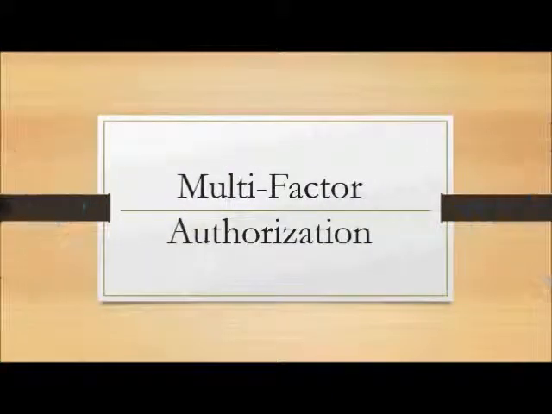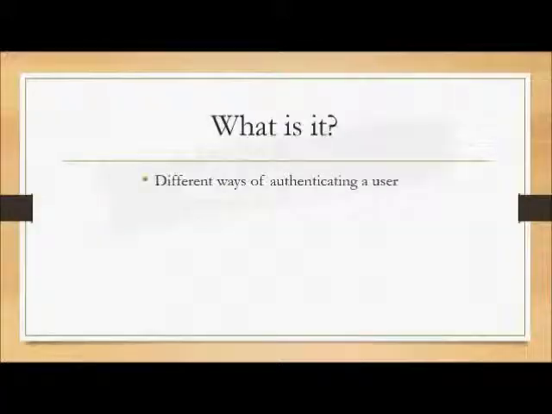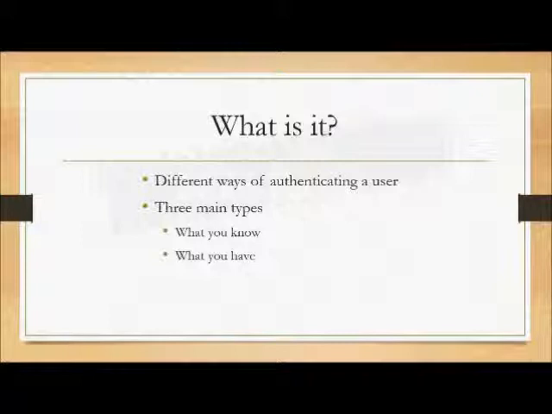So you've gotten your VPN set up and you want a little bit extra security, so you use what's called multi-factor authorization. And real briefly, there are lots of different ways of authenticating a user. There are three main types: what you know, which is knowledge based, what you have, which is more physically based, and who you are, which is biometrics. Basically, this is the idea of taking two or more of these processes and using them at the same time to gain access to the same thing.